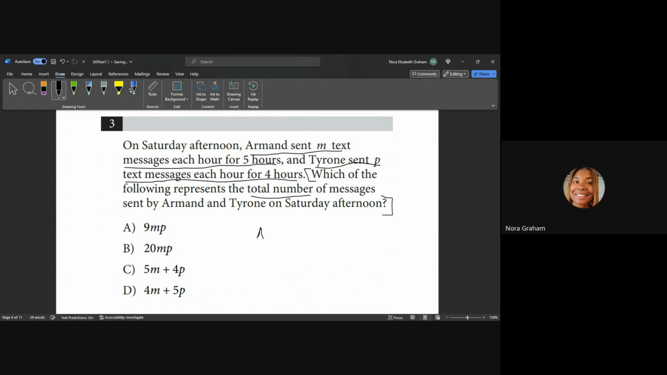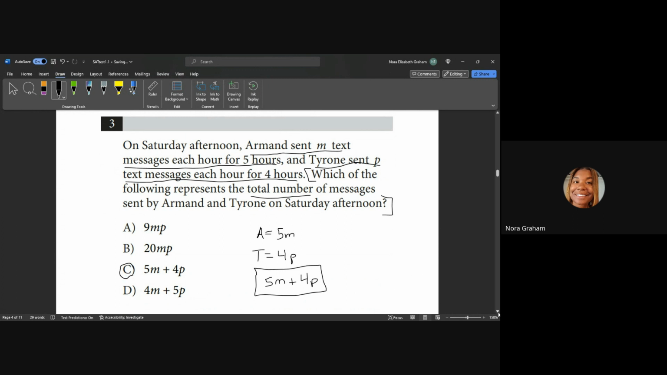I'll let A equal Armando. And this is going to be like multiplication: for 5 hours, he sent M text messages. And then for Tyrone, for 4 hours, he sent P messages. And I need to add both these together. Now, adding both of these together, I can't really combine them because they're not like terms. One has an M, one has a P. That's the farthest I can simplify them down. So our answer will be C for 3.